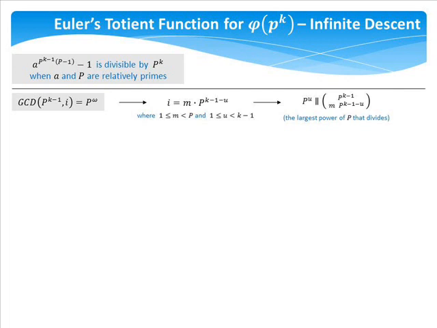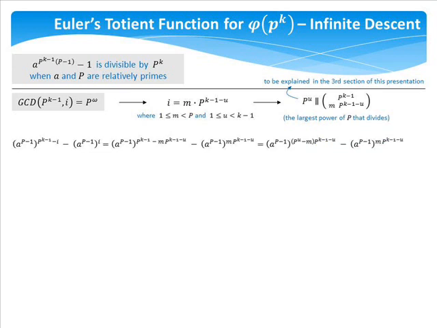And it can be proved that p raised to u is the largest power of p that divides binomial p raised to k minus 1, choose m times p raised to k minus 1 minus u. This particular point deserves special care and will be explained in the third section of this presentation. Next, we follow a few steps. First, replacing I, then regrouping, and finally adding and subtracting 1 to each term.